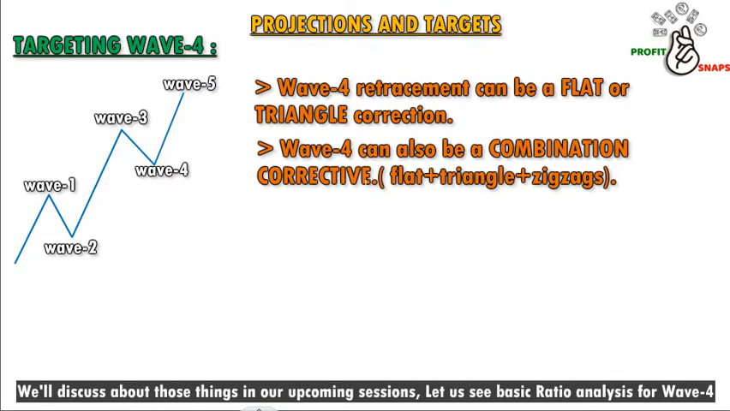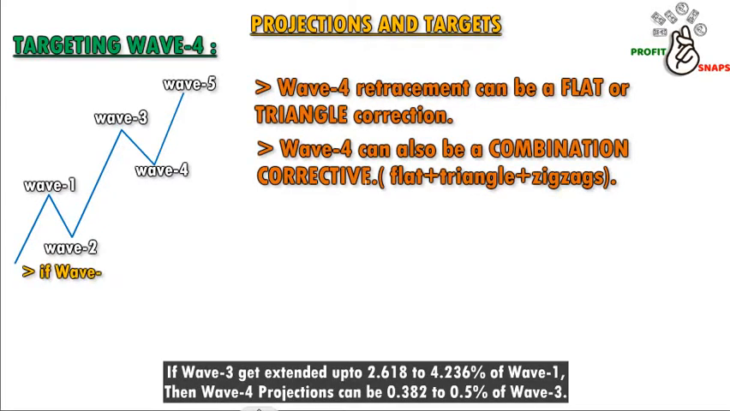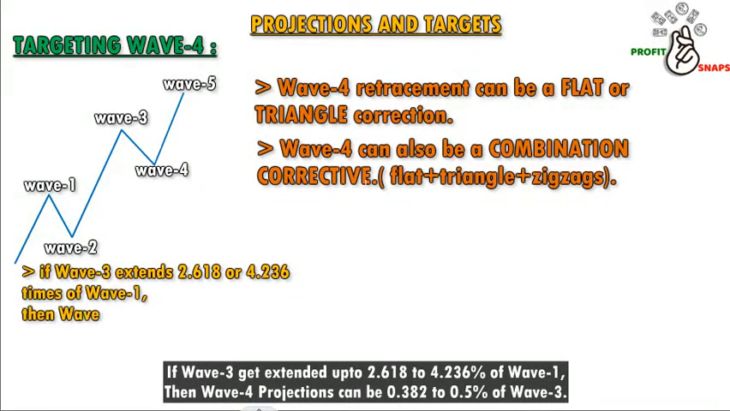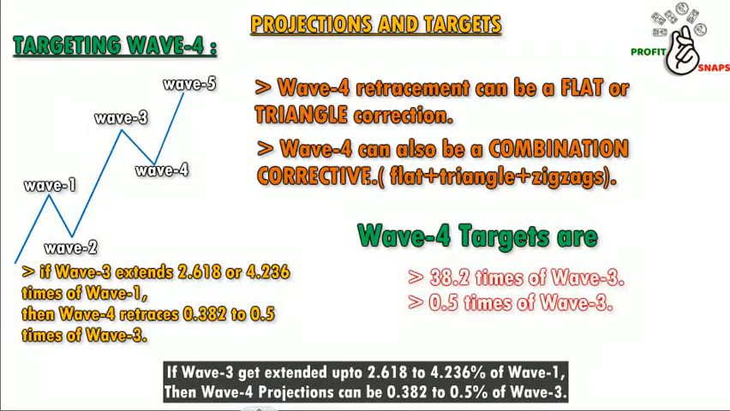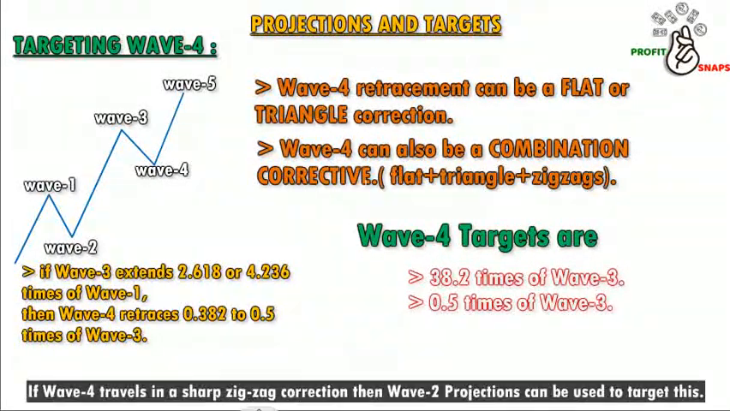Let us see basic ratio analysis for wave 4. If wave 3 gets extended up to 2.618 to 4.236 of wave 1, then wave 4 projections can be 0.382 to 0.5 of wave 3. If wave 4 travels in a sharp zigzag correction, then wave 2 projections can be used to target this.